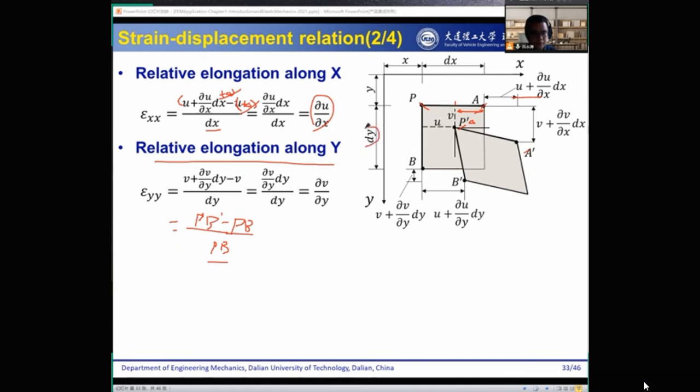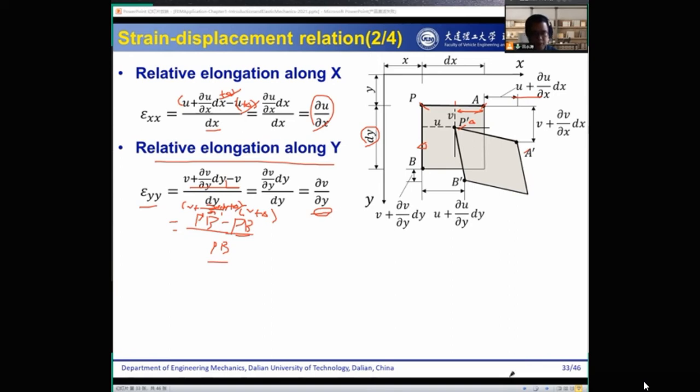Okay, dy, and then PB here, if we represent this as delta, is u plus delta. And how about P bar B bar? It is this value, right? It is v plus partial v partial y dy plus delta. Okay, and then we divide by PB. Then we do the further mathematics. We can work out epsilon yy equals partial v partial y.